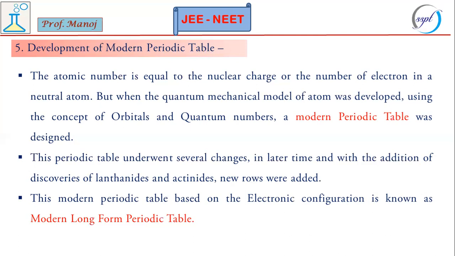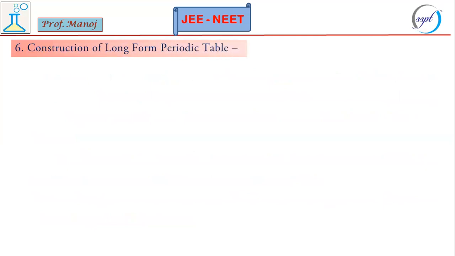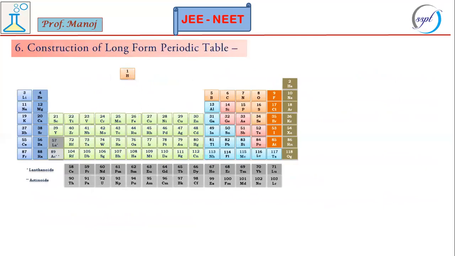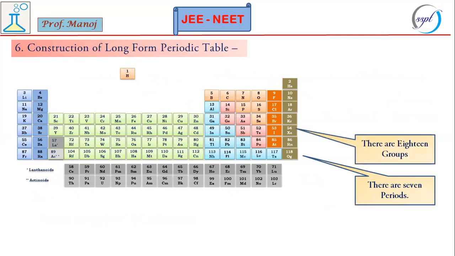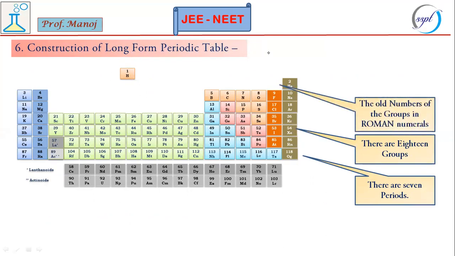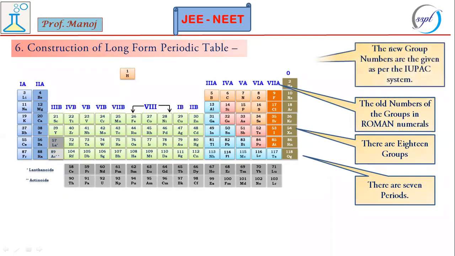But these were not the only people. Other people also contributed. So koi scientist ka naam yahan pe hum log nahi denge. So we go for now modern long form periodic table, jo hum log abhi study karne wale. In the modern long form periodic table, you can see there are 7 horizontal rows, which you call as period. There are 18 vertical columns called groups. The numbers were originally suggested to be written in Roman numbers, but later on they were converted into Arabic numericals, that is normal English numbers 1 to 18.